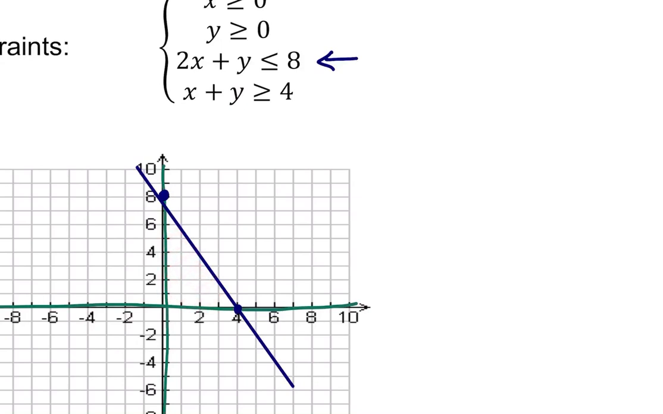Now let's take a look at the next one, which is x plus y greater than or equal to 4. What would that be? When x is equal to 0, y is 4. Let me use a different color. It's right here. And when y is equal to 0, x is 4, it's right here. So if I graph that, that graph is going to look like this.